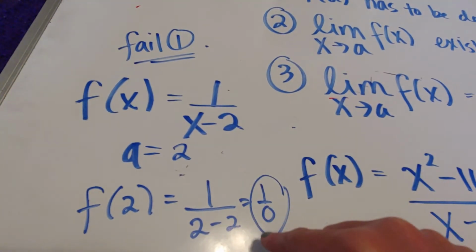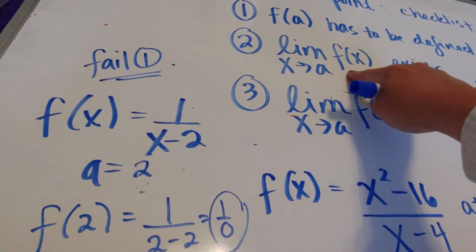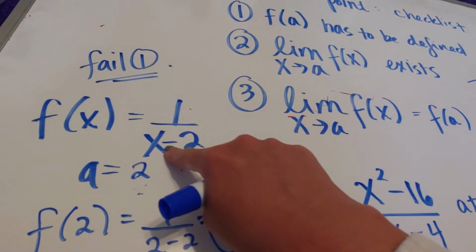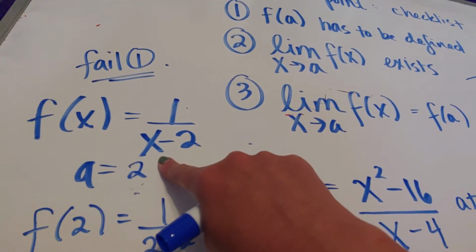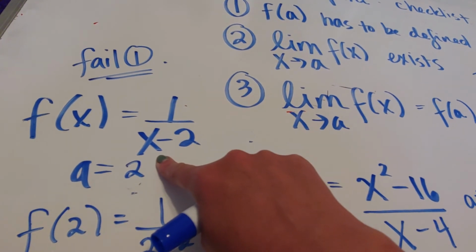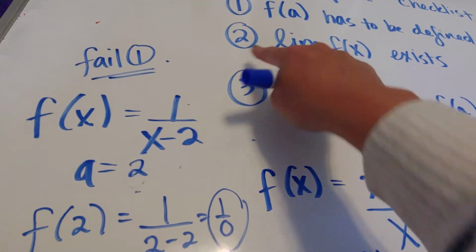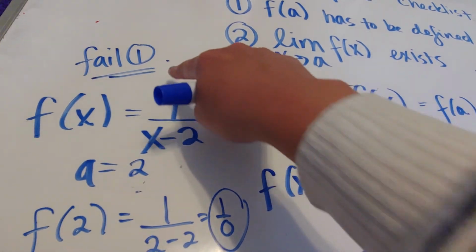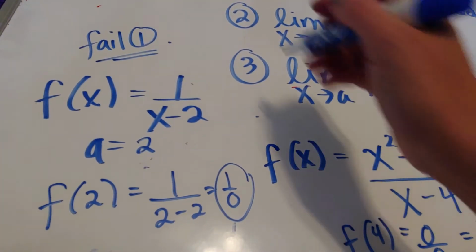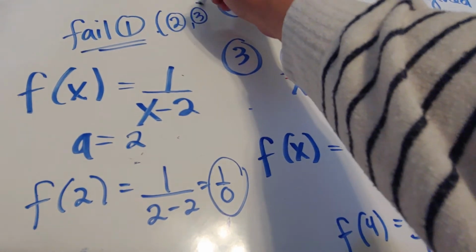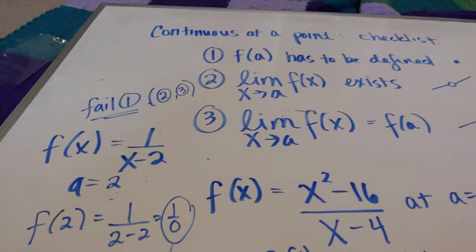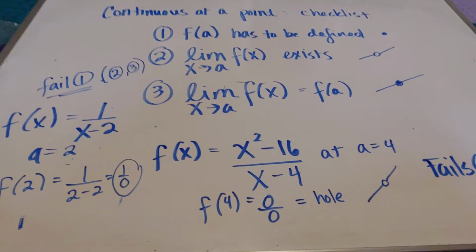We could stop right there. It turns out, though, if we keep talking about stuff, the limit does not exist as I approach 2. This vertical asymptote that I'm approaching is splitting off to a positive infinity and a negative infinity, so it's actually failing 2 as well, and failing 3. So failing 1 was enough to just fail the whole thing, but technically it's also failing 2 and 3 as well.